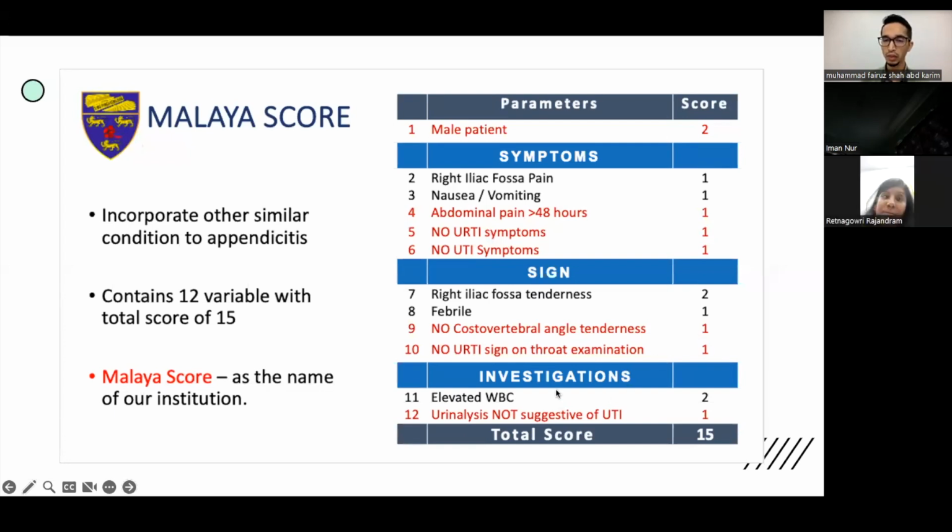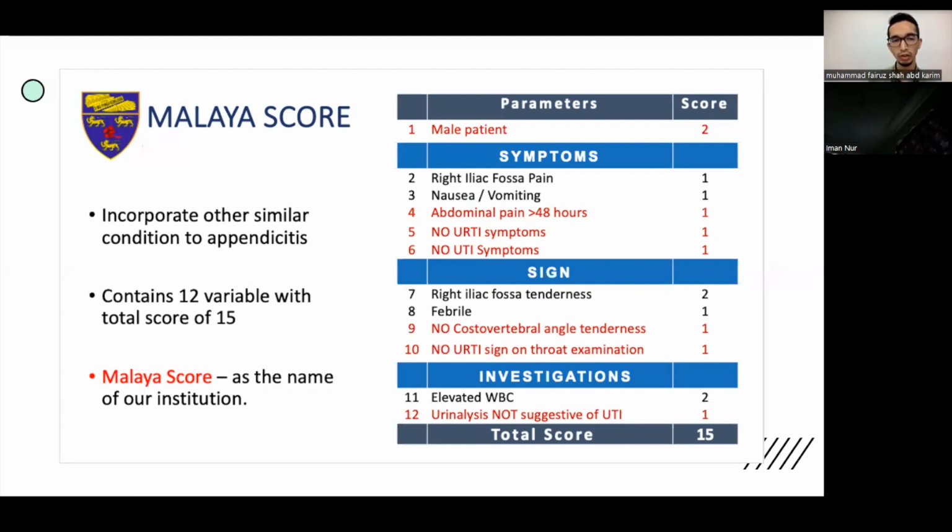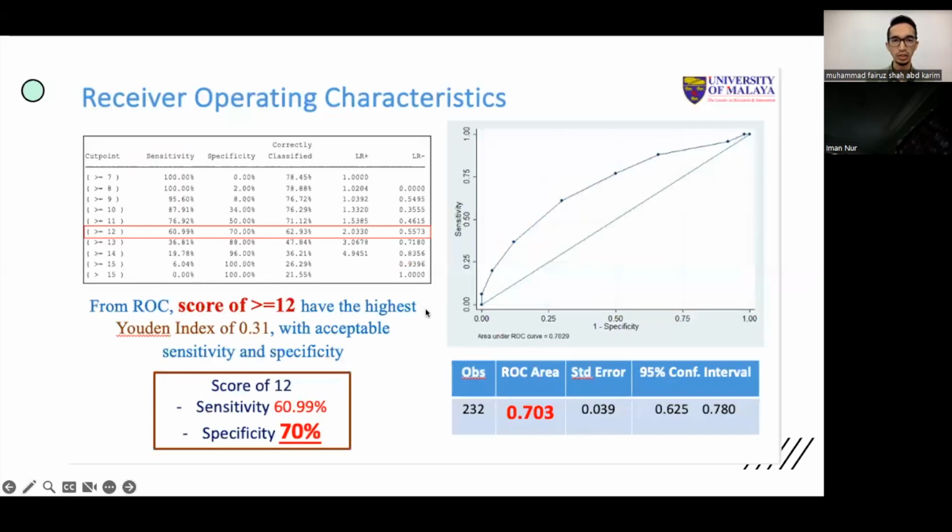And then after that, we wanted to not only see the white blood cell, we wanted the clinician or the surgeon to rule out, and to see in the urine analysis whether there is anything suggestive of UTI that may tell you that this patient probably has UTI instead of acute appendicitis. So we gave a score of about 15, and our score has about 12 criteria. So this is how we do it.